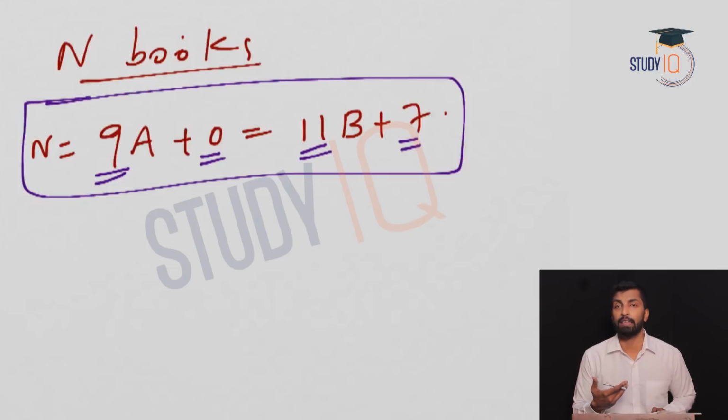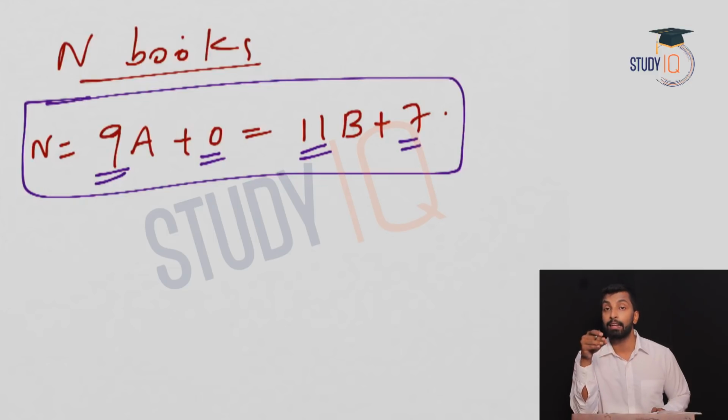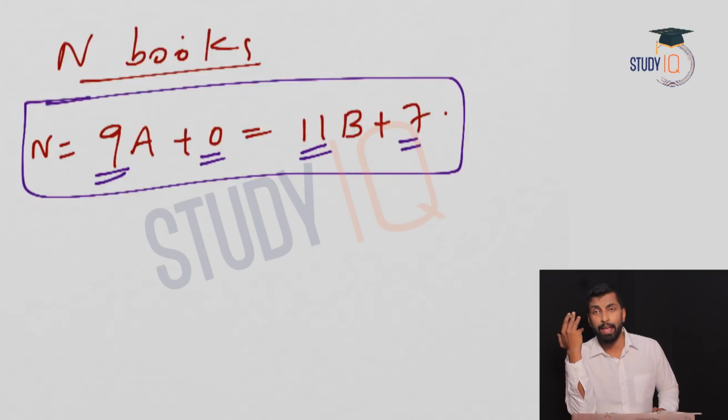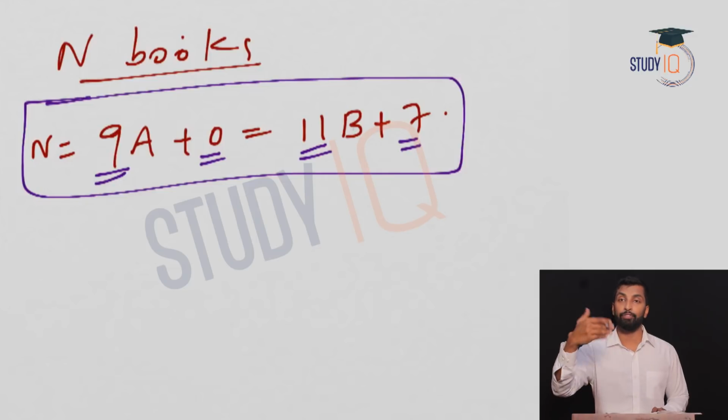Third possible way of asking the same question: I have n students in a class, and if I arrange them in an assembly into groups of 11, 7 students are left out. If it is in groups of 9, nothing is left out. What is the minimum number of students possible in the class? I can make questions with the same information in different ways.